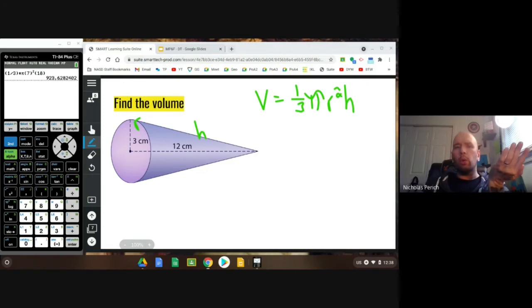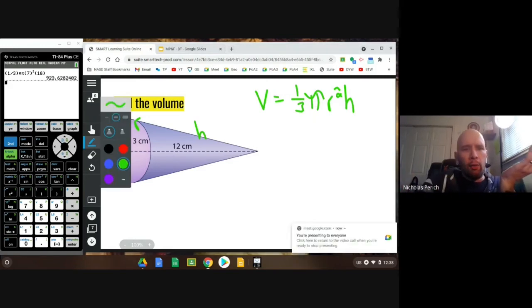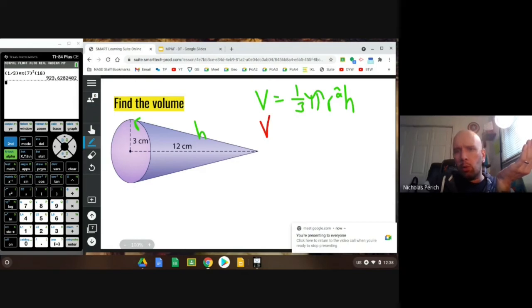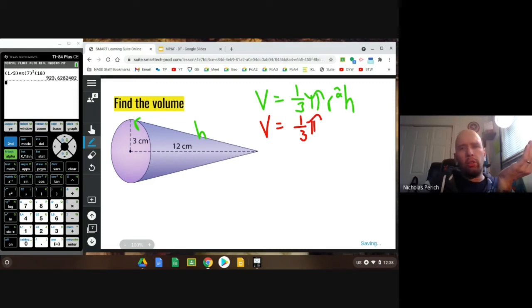Okay, so we had most of you guess the same answer. So let's plug things in. I have volume equals 1/3 pi r squared h, where r is 3, so I've got 3 squared, and h, which is 12. So let's use our calculator instead of Siri this time.